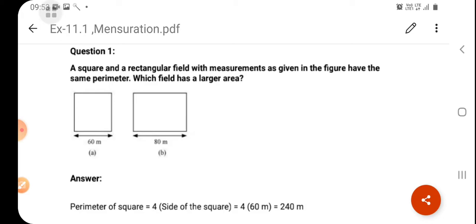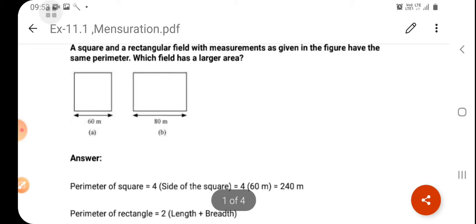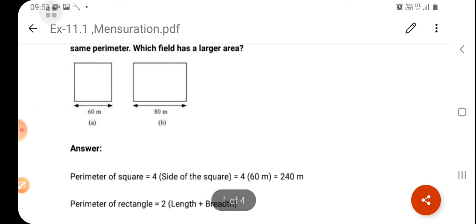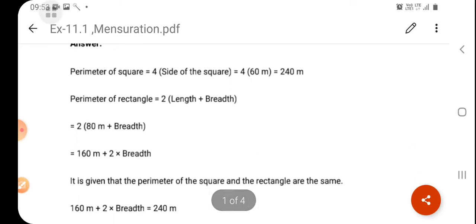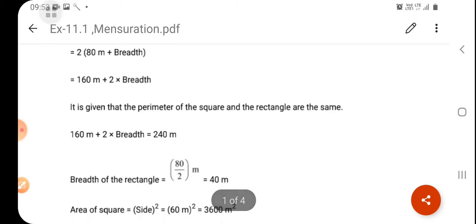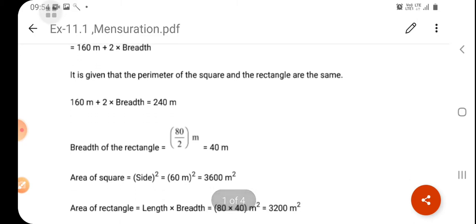Now we are not given here the breadth of the rectangle, so we'll find the breadth of the rectangle first for finding the area. The perimeter of the rectangle is 2 into (length plus breadth), so we'll put the value of length here, 80 meter, and equate this perimeter to 240 meter as given in our question. So we will get the value of the breadth. Breadth is equal to 40 meter.